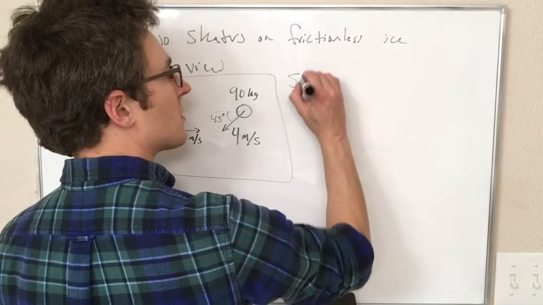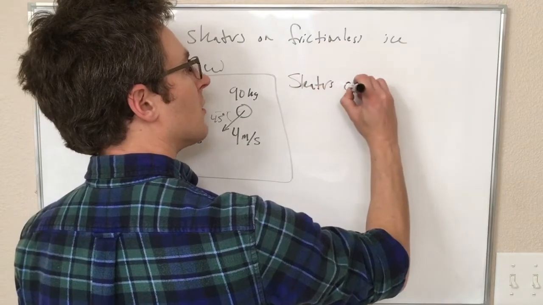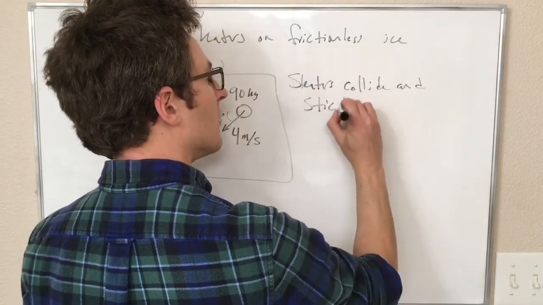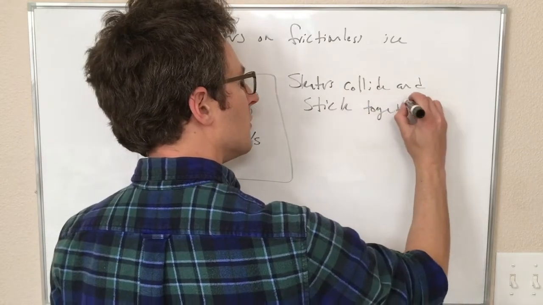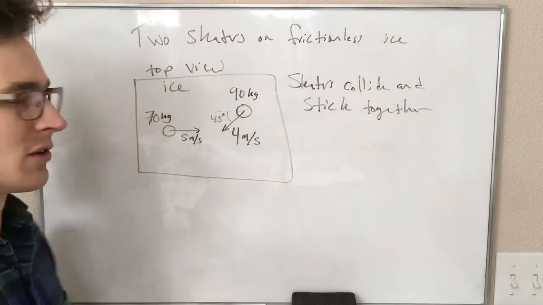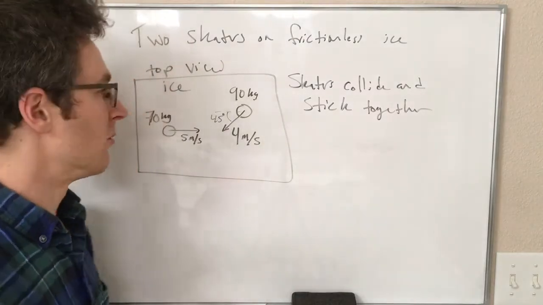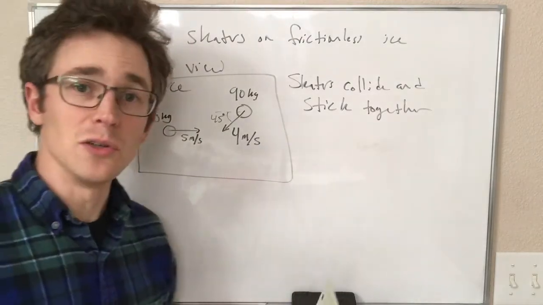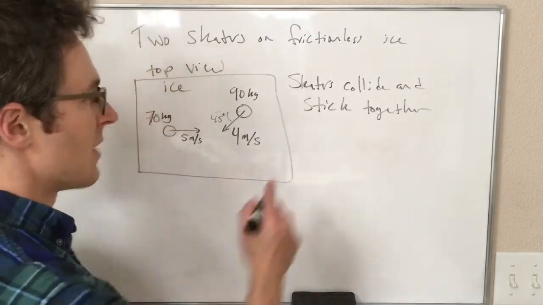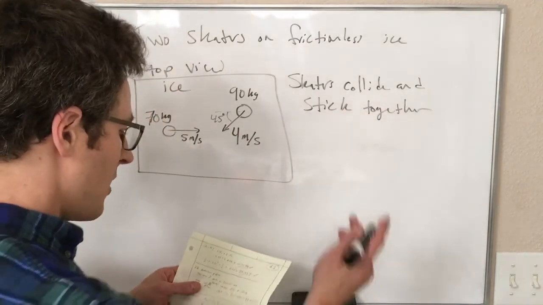If the skaters collide and stick together, so maybe they run into each other on the ice and give each other a hug, or maybe one of them is covered in glue or something and they become inextricably stuck together. Anyway, it doesn't matter. They stick together somehow.